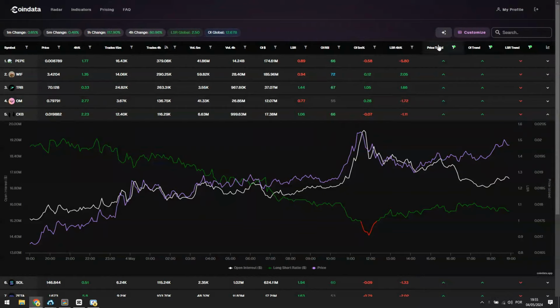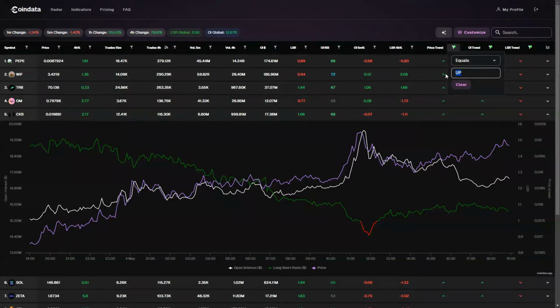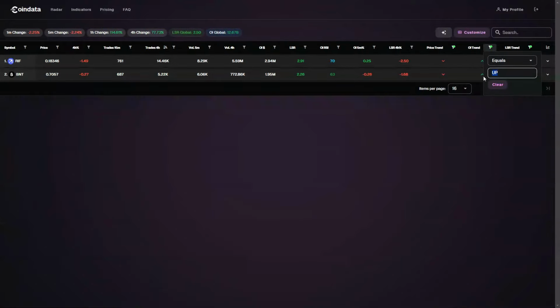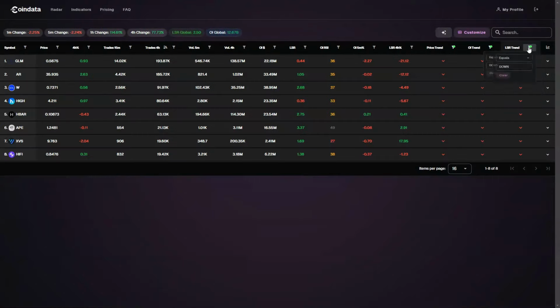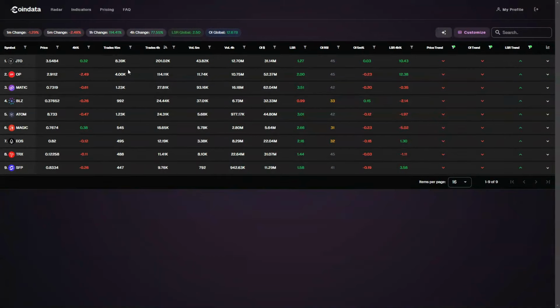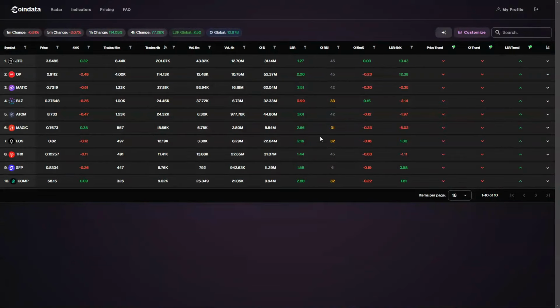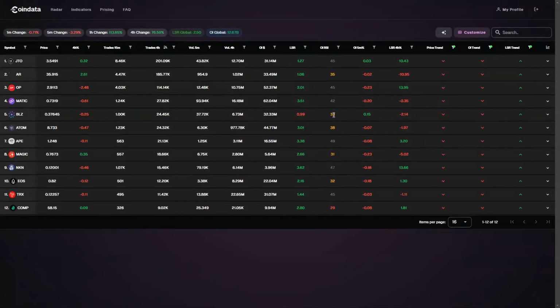Let's apply this filter here. The price trend must be downward, the open interest must be decreased, and the LSR must be increased. To put it differently, all of these coins that you see here are currently set up and ready for sale. You can observe that the open interest OI is declining in the oversold region, isn't it?